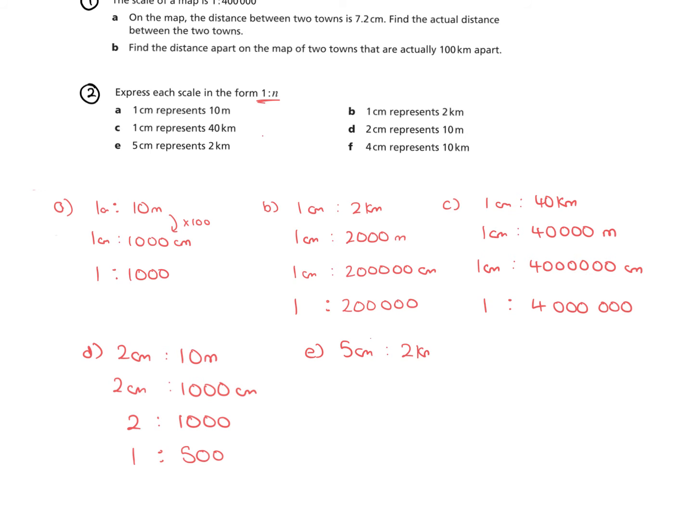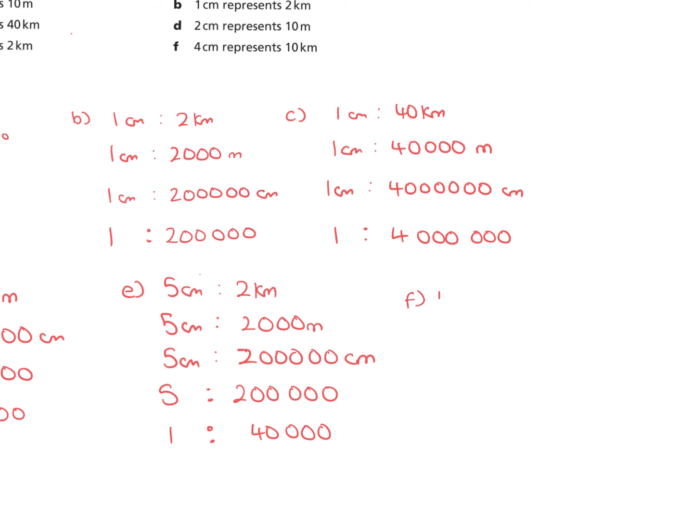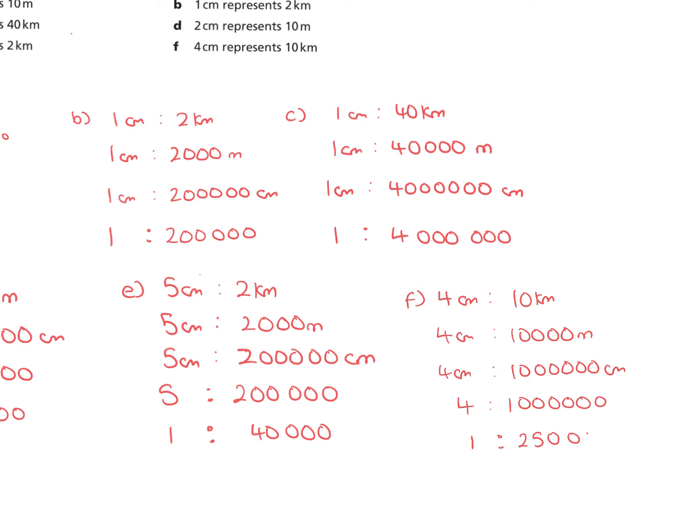E, 5 centimetres to 2 kilometres. So that's the same as 5 centimetres to times by 1,000 to change it to metres. And then times by 100 to change it to centimetres. So I've got 5 to 200,000. And then to change that to 1 to something, we divide by 5. So it's 40,000 for that one. And lastly, part F was 4 centimetres represents 10 kilometres. So 4 centimetres will represent times by 1,000 for metres, then times by 100 for centimetres. So it's 4 to 1 million. And if I want to make that 1, I'll divide by 4. So that'll be 250,000. So 1 to 250,000 for that one.